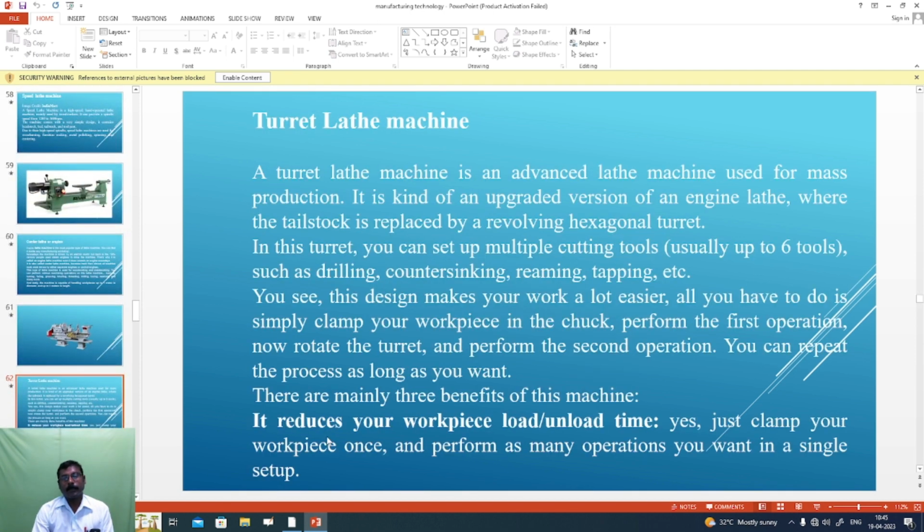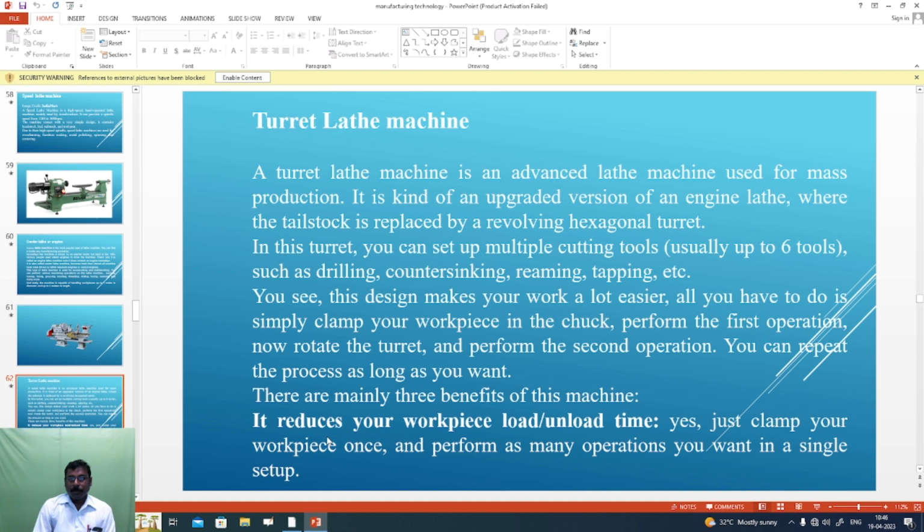Then turret lathe machine. A turret lathe machine is an advanced lathe machine used for mass production. It is kind of an upgraded version of an engine lathe, where the tailstock is replaced by a revolving hexagonal turret. In this turret, you can set up multiple cutting tools. Usually up to 6 tools are used in the lathe, such as drilling, reaming, tapping, etc. You see, this design makes your work a lot easier.